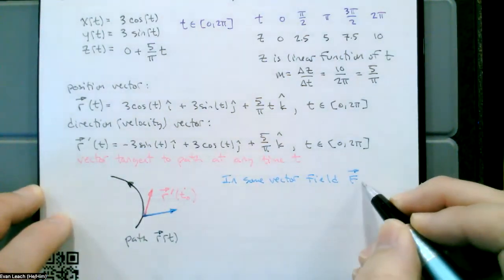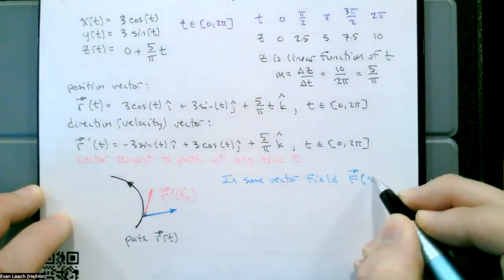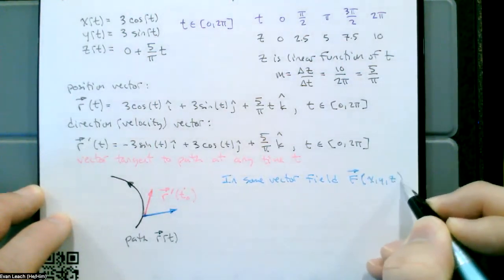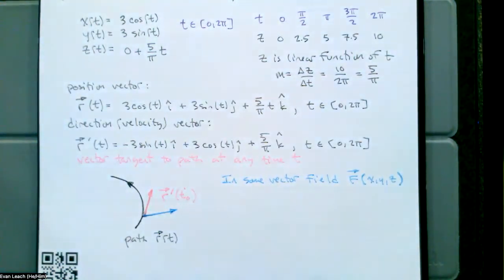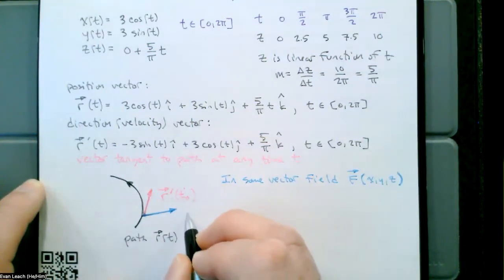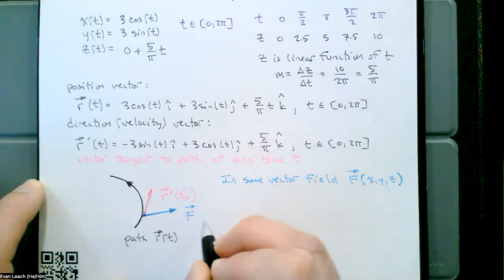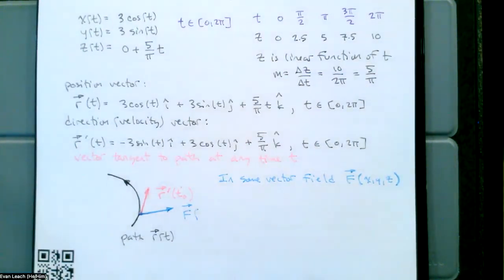The vector field is given at a point. So I'm not evaluating the vector field at a value of t. I'm evaluating the vector field at a point. But that point is described by the path r of t. So I could say, here's a vector from the vector field at this point t naught. So that's going to be the vector field evaluated at our position vector.